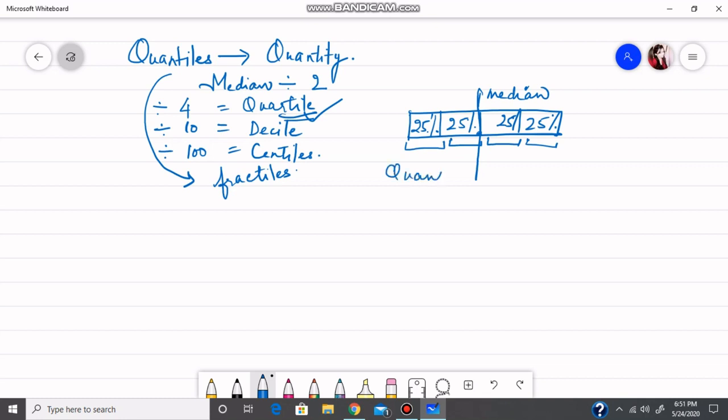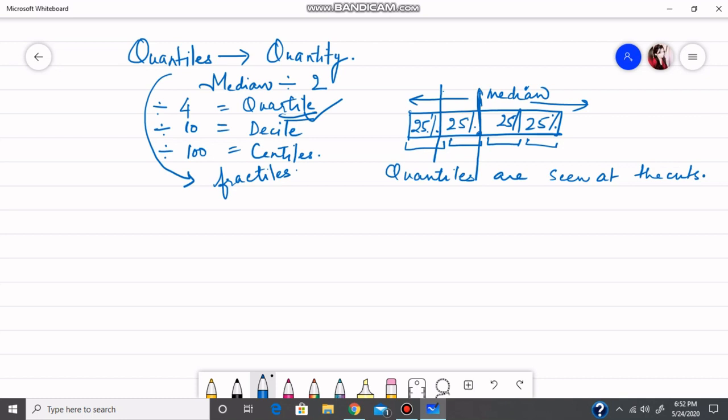The quantiles are seen at the cuts. So for example, in this pictorial representation, we can see that the median is happening at the cut that is exactly dividing it into 2. Now this is known as the lower quartile and this is known as the upper quartile.